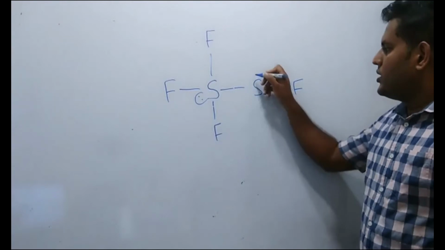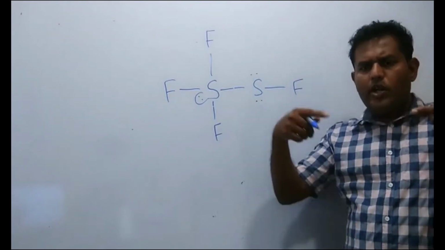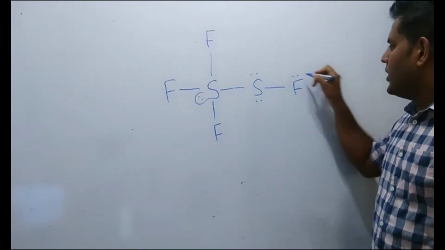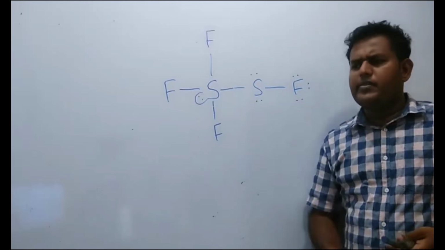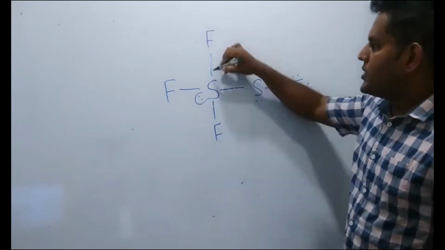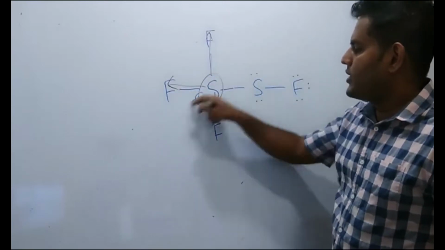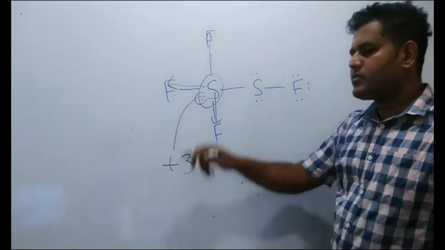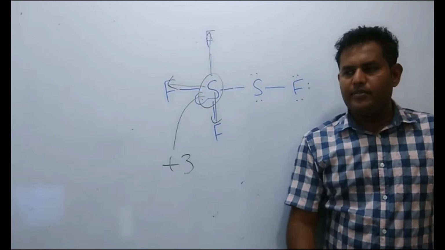1, 2, 3, 4, 5, 6. Consider the group number and fill the lone pairs. Now I put 1. Okay, that's it. So then oxidation number. Oxidation number means electron flow. So sulfur to fluorine, 1, 2, 3. So releasing 3 electrons, plus 3. Removing 3 electrons from sulfur, so it becomes plus 3, right?